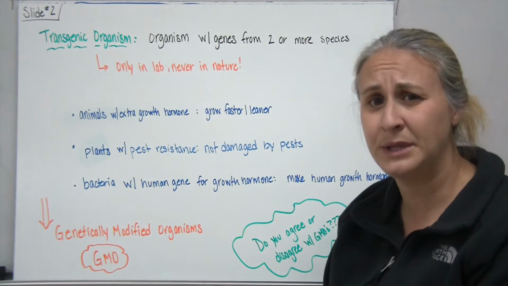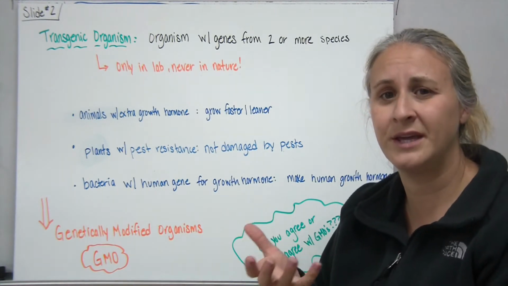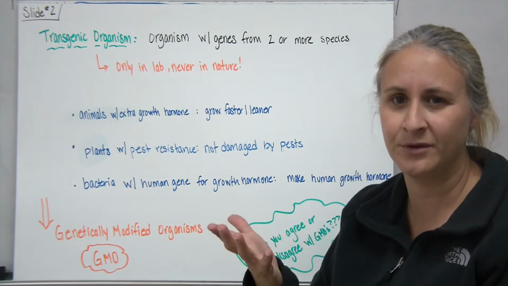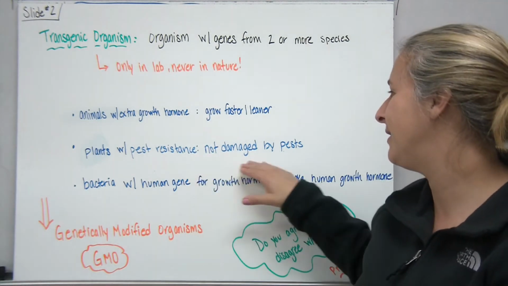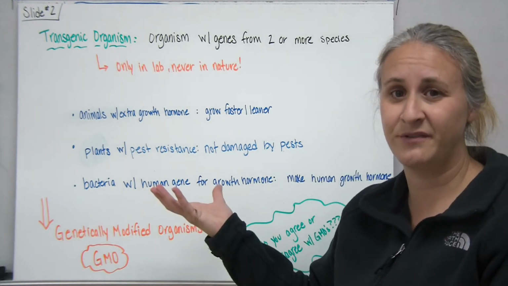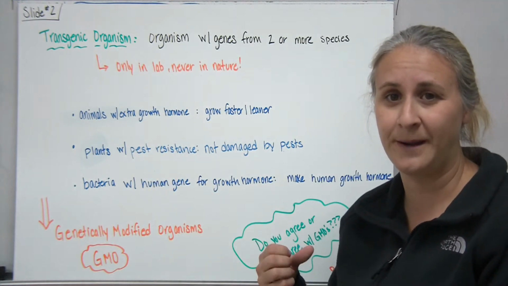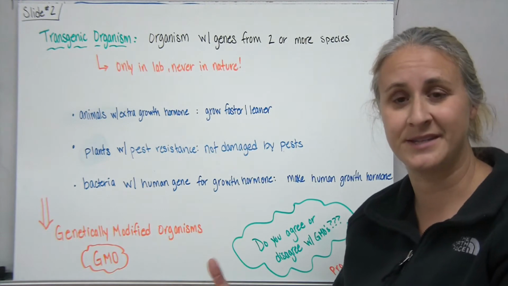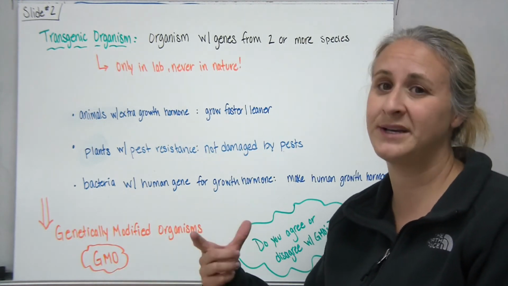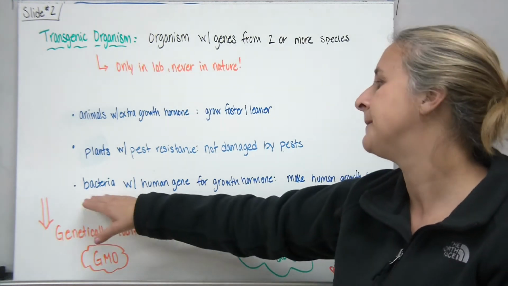Plants with pest resistance. We have created some plants that naturally create their own insecticide, let's say, their own chemicals, that would allow them to not be damaged by pests. In this case, it's beneficial for the farmer growing the crop because they don't have to spray pesticides. It's also a plus for the environment because we have fewer pesticides being sprayed.